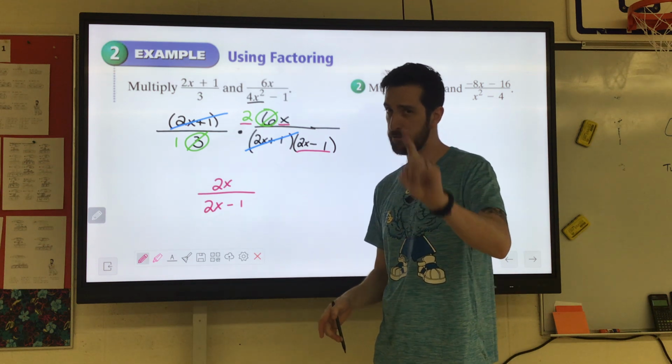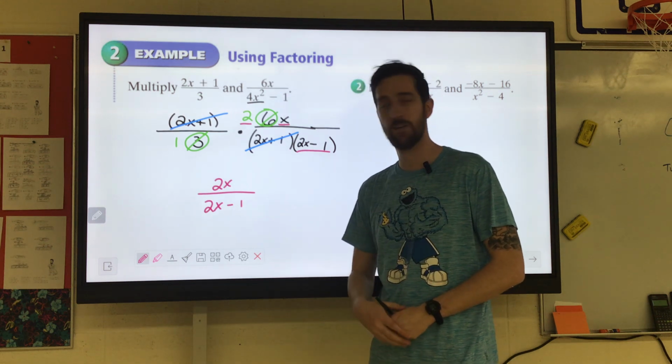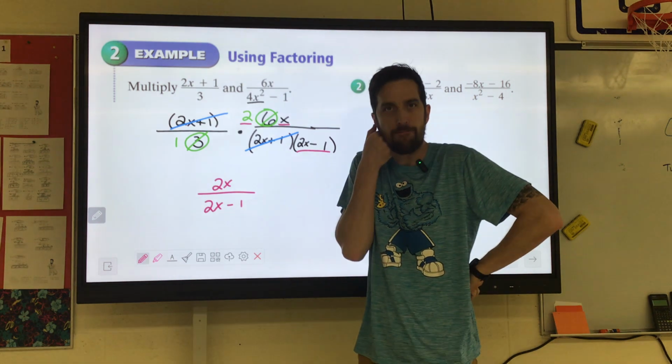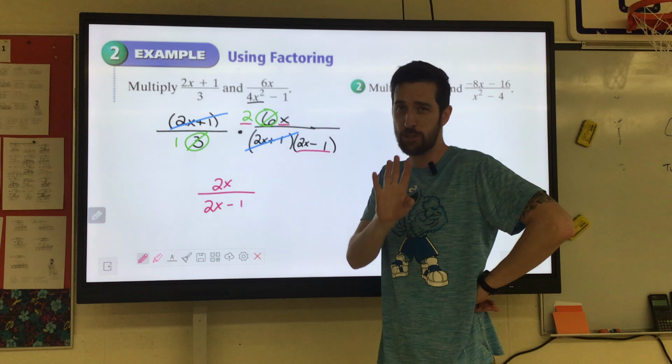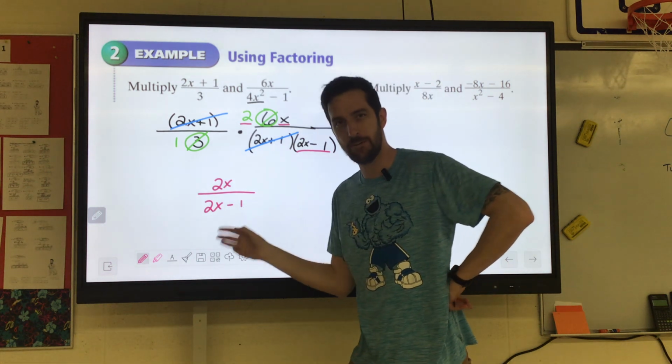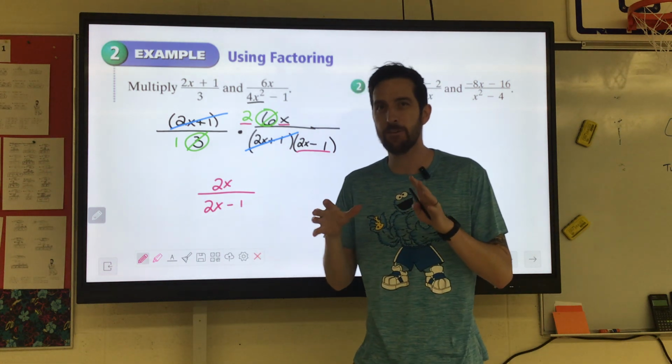Now, again, we've talked about this before. Someone's going to see the 2x over 2x and be like, oh, we can simplify 2x over 2x. If it was just 2x and 2x, sure. But this 2x in the denominator is grouped with the 1 with subtraction.